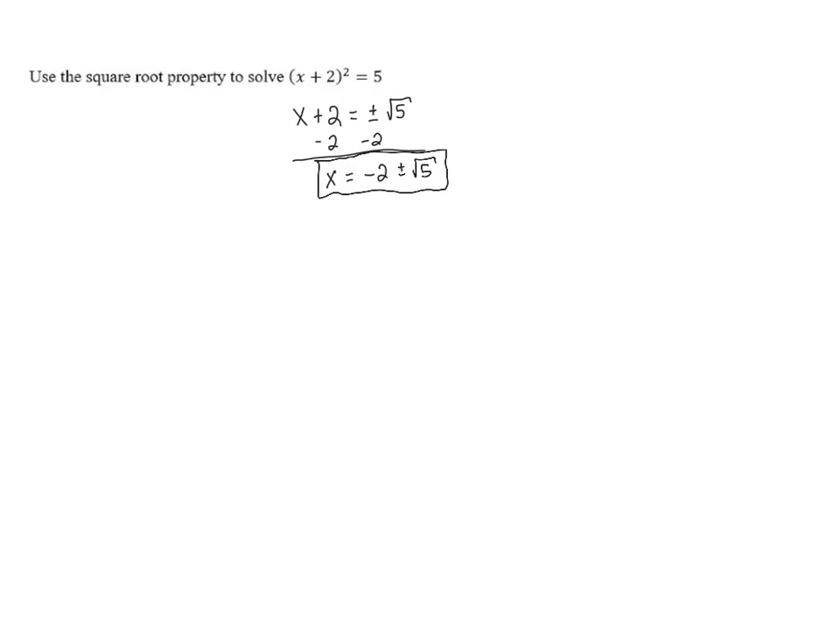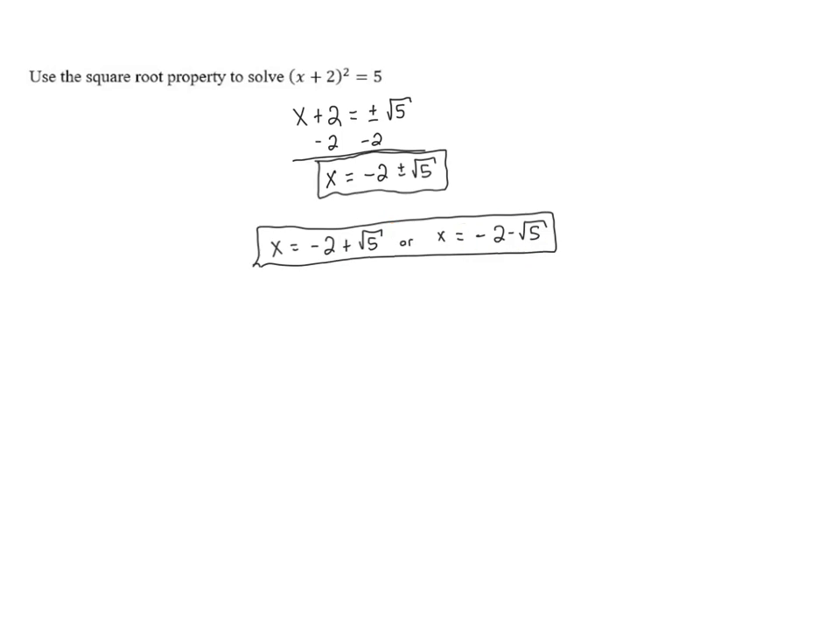Now, this refers to two different solutions. Whenever we have a plus or minus, that gives us two different things. So one solution is x equals negative 2 plus the square root of 5, or x could be the other solution, negative 2 minus the square root of 5. So this is another way to write out the two solutions. And for people who aren't really comfortable with the plus or minus symbol, this might be a little bit nicer because we can see the two solutions separated out.